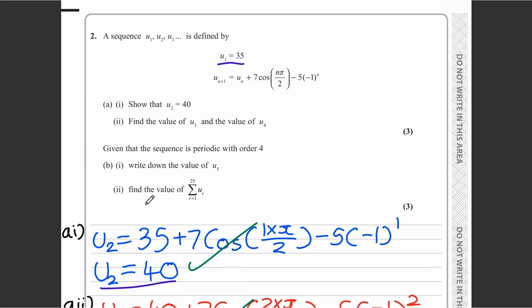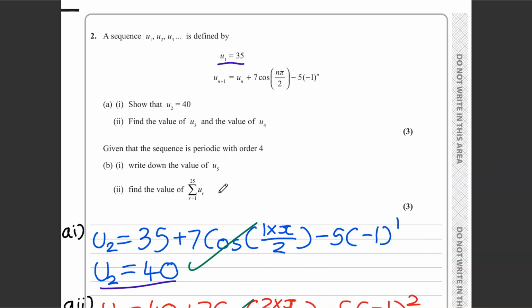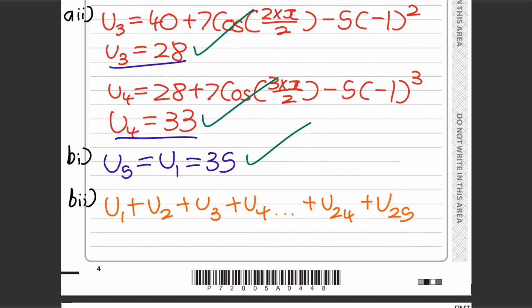Okay, and then for the second part of B, we need to find the value of this sigma here, where it starts with r is equal to 1, and then it goes up till 25, and this is for UR. So this is a sigma notation question, and what this sigma notation is saying is that, starting with r is equal to 1, it's starting with U1, and then it's going to be plus U2 plus U3 plus U4, and then so on all the way up to U25.